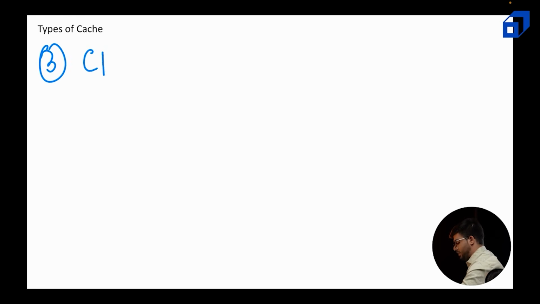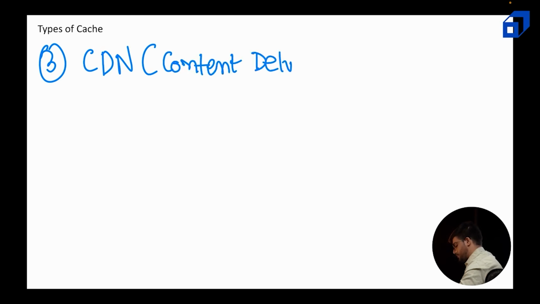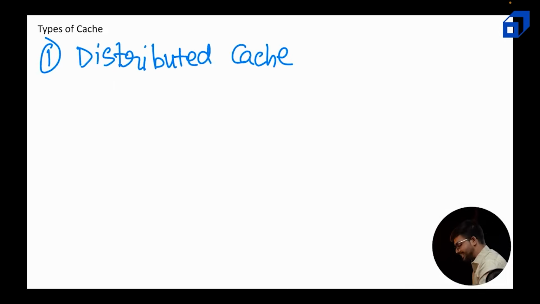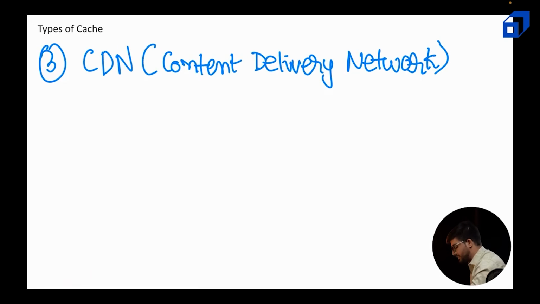Now CDN is not exactly a different type of cache. The full form of CDN is Content Delivery Network. Now I will cover all of these 3 different types of cache in detail, so don't worry. Now let's get started with distributed cache first. Okay, I realized I just made a small mistake over here. This is not Content Delivery Network, this is Content Distribution Network, my bad. I hope you understand the distribution over here.